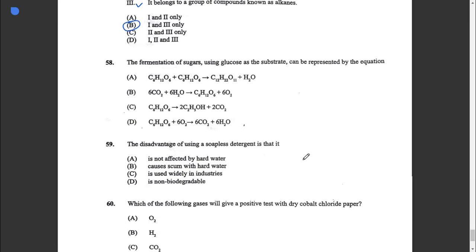58. The fermentation of sugars using glucose as the substrate can be represented by the equation. All right, so we know that sugars are fermented to the alcohol and carbon dioxide. So we can quickly scan to see if there are any alcohols on the product side. So there's no alcohol here, no alcohol here. We see an alcohol here, no alcohol here. So most likely it is C. Okay.